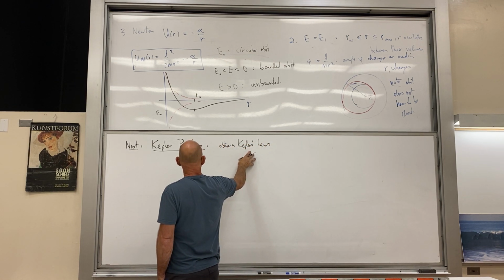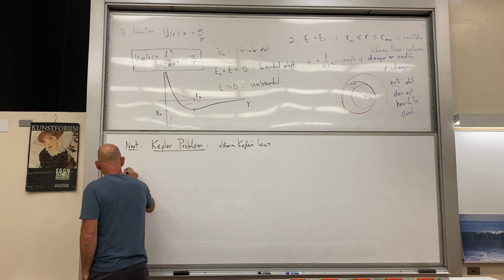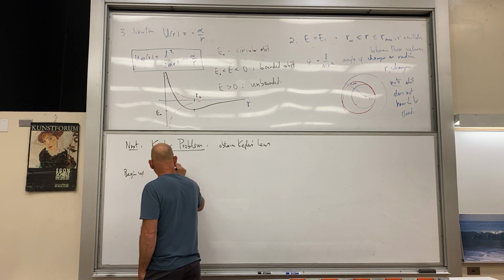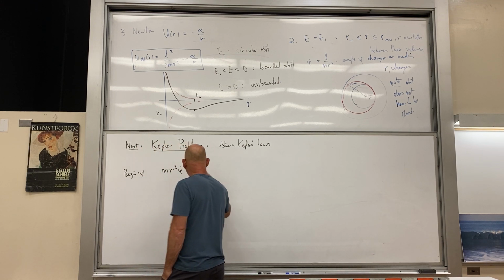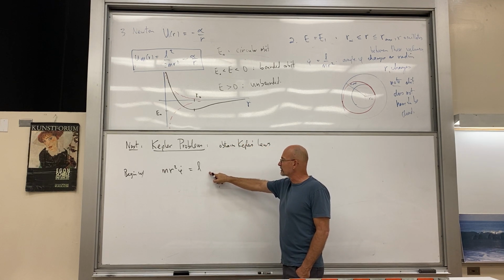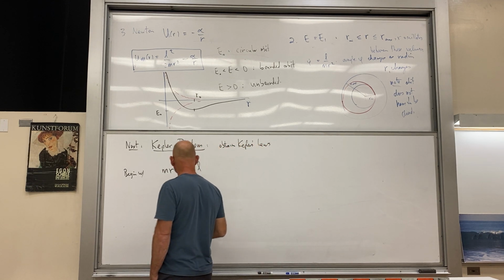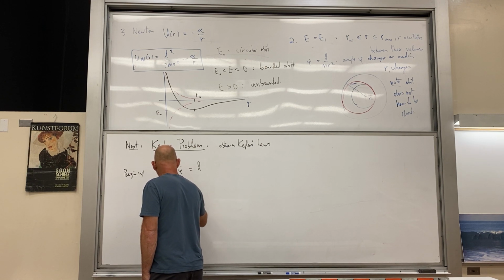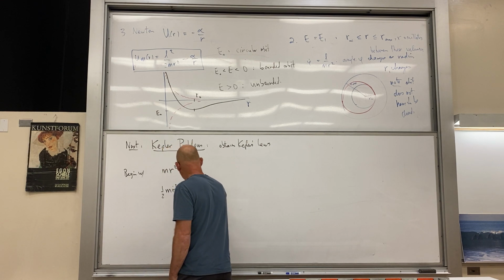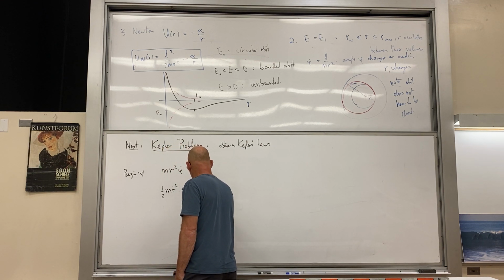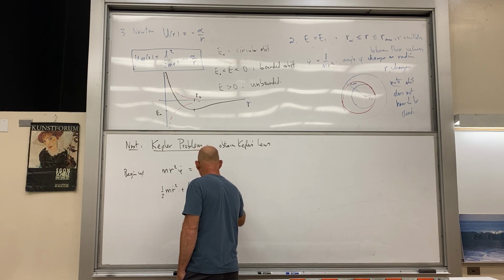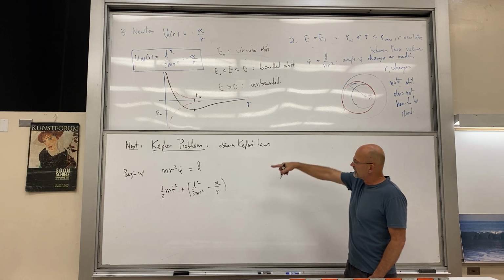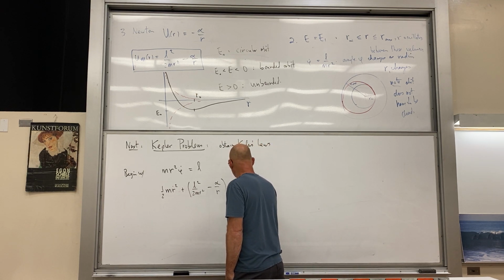So we want to obtain Kepler's laws, and we're now beginning with m r squared phi dot is equal to L. It's a conservation of angular momentum. And 1/2 m r dot squared plus L squared over 2 m r squared minus alpha over r, right? That's the effective potential we just discussed, equals E.